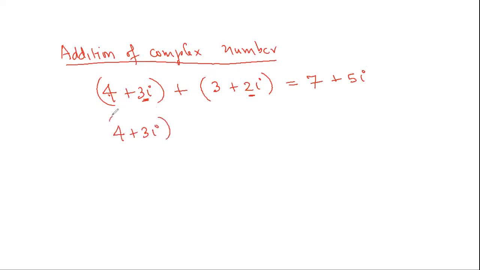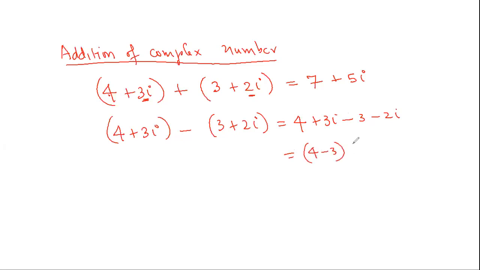Even you can do subtraction. 4 plus 3i minus 3 plus 2i. Like terms with like terms. Just open the bracket first. 4 plus 3i minus 3 minus 2i. Then take real together, take imaginary together. That gives you 1 plus i. So just open the bracket, like terms get together, real part together, imaginary part together, add or subtract, whatever you have to do. Is that clear to everybody? Yes, sir. Then comes multiplication.